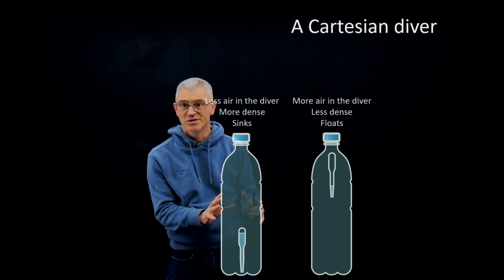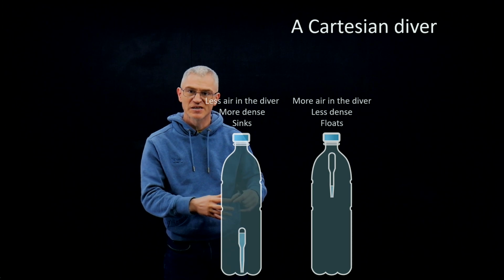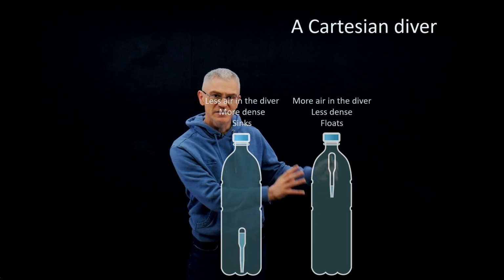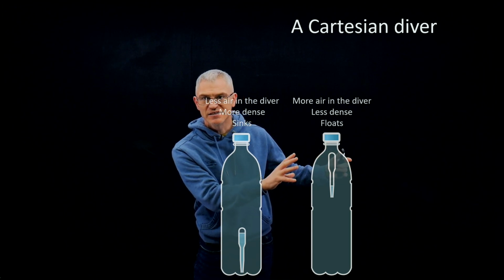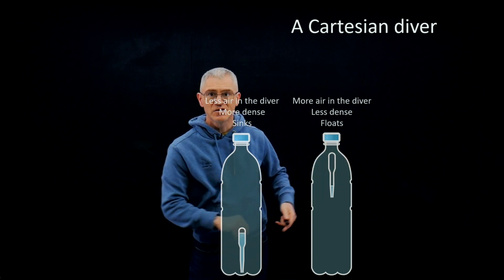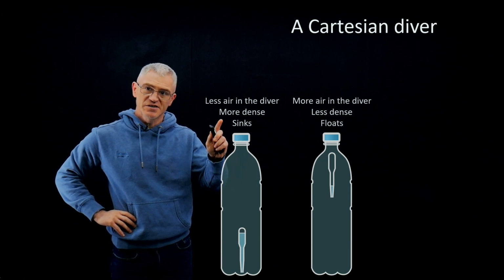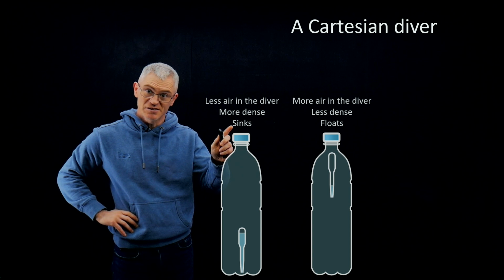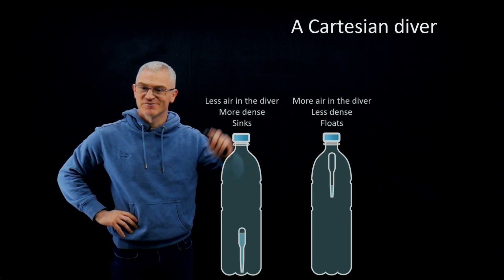So with this one, you squeeze to force the water in to squash the air, so the air increases its density, and this one, you let go, and the air expands out again, and the air is less dense and so floats. But the explanation of this is quite simple. Less air in the diver, which means it's more dense, which means it sinks. More air in the diver, less dense, which means it floats.